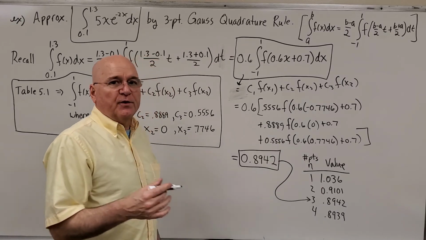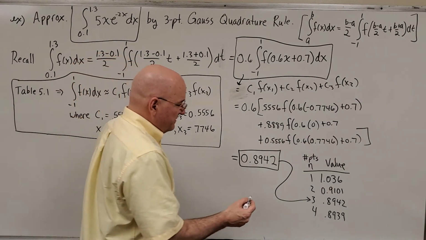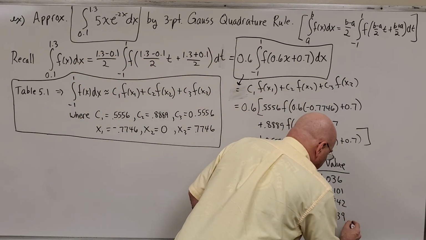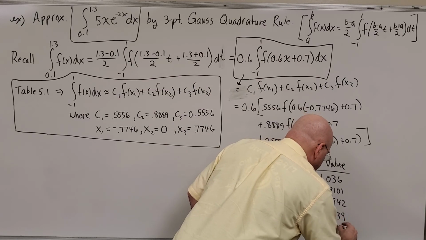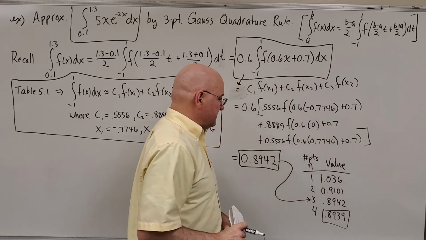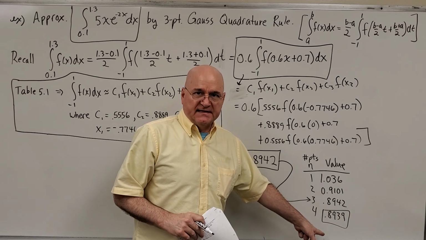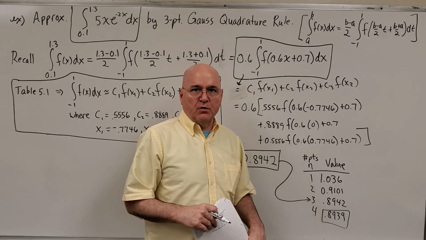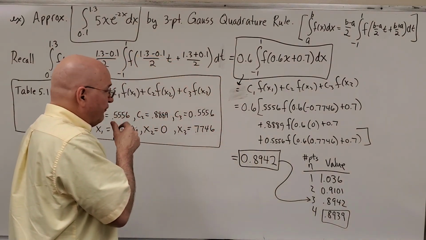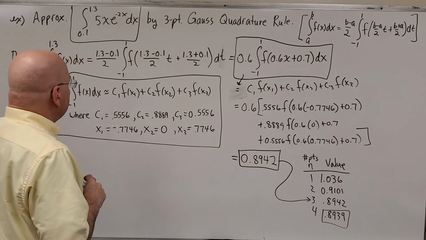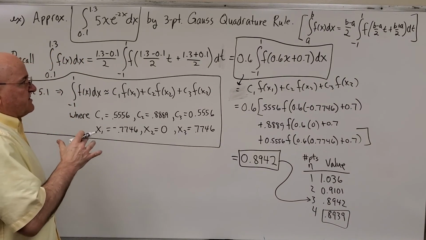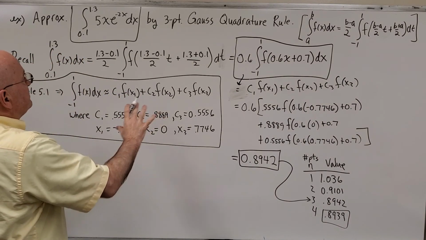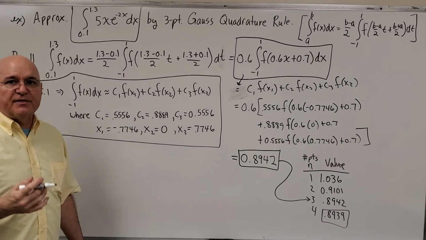And out to 4 decimal places, I hate to say exact, but this is exact out to 4 decimal places if we'd have done the 4-point rule. So that's our complete example of using the Gaussian quadrature 3-point rule.